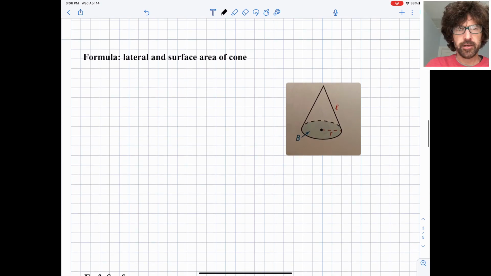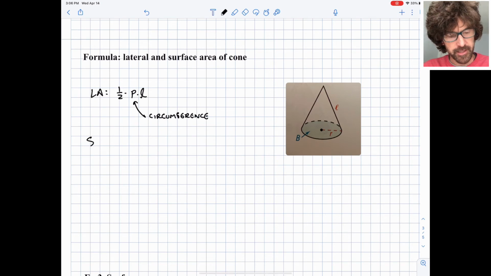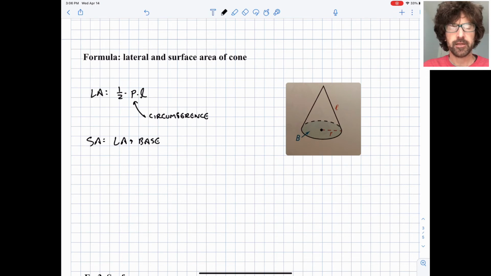Lateral and surface area of a cone are very similar. So the lateral area is 1/2 times P times L, but in this case, P you can think of as the circumference. And then the surface area is simply the lateral area plus the base area. Here the base area is going to be found using the formula for a circle. So 1/2 PL, or 1/2 times the circumference times L.